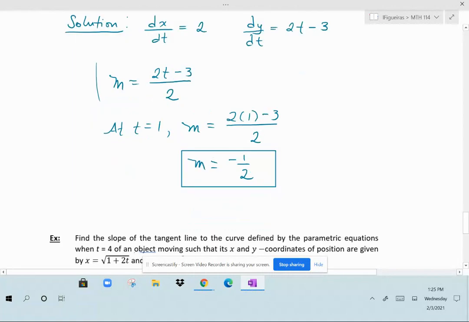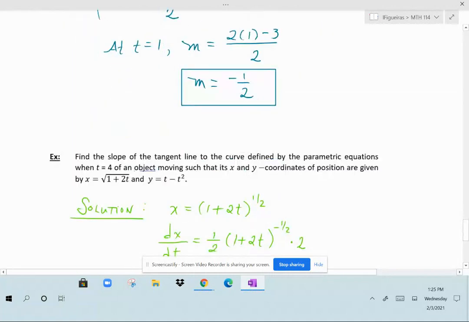Okay, here's another. Find the slope of the tangent line to the curve defined by the parametric equations when t is equal to 4 of an object moving such that its x and y coordinates of position are given by x equal to square root of 1 plus 2t and y equal to t minus t squared.